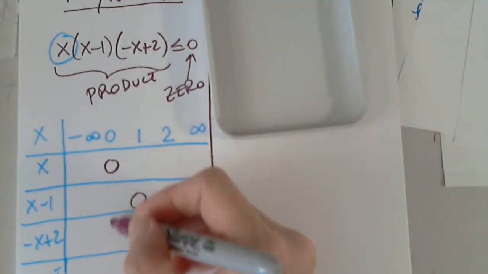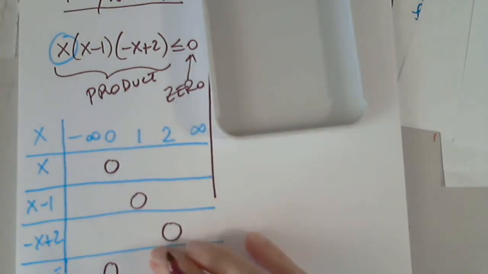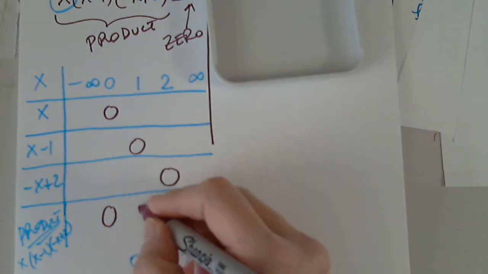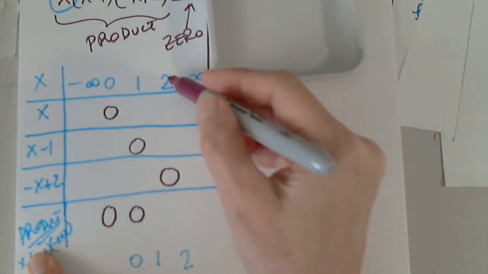Now, for 0, the product will be 0. Because if this is 0, 0 times anything will be 0. Under 1, I write also 0. Why? Because if this is 0, 0 times (negative x plus 2) is still 0. And also under 2, if this is 0, the whole product is 0.